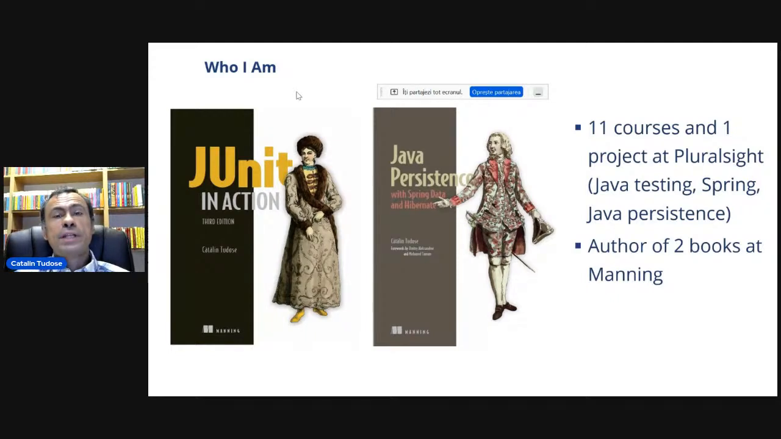These two books were already mentioned. I published two books with Manning. The first one, JUnit in Action, published November 2020, and Java Persistence with Spring Data and Hibernate, published January 2023. Both books were translated into Korean. JUnit in Action was also translated to Chinese. Maybe in the near future, there will be some translations in Arabic, depending on the interest and on what the publisher wants. Also, I authored 11 courses and one project at Pluralsight, mostly about Java testing, about Spring, about Java persistence, which is also the topic of today.